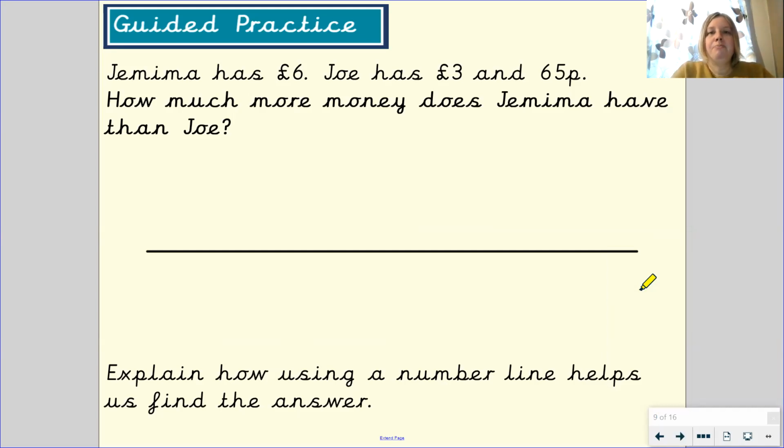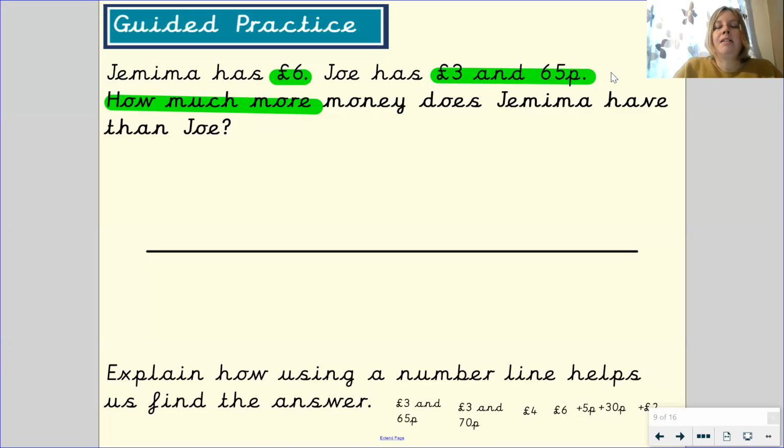Let's start by reading our problem and highlighting the important information. So Jemima has £6, so I need to know that she has £6. Joe has £3 and 65p. How much more money does Jemima have than Joe? How much more? So that is an important piece of information that I need to remember to help me to solve the problem. So I'm going to start by placing £3 and 65p here at the end of the number line.